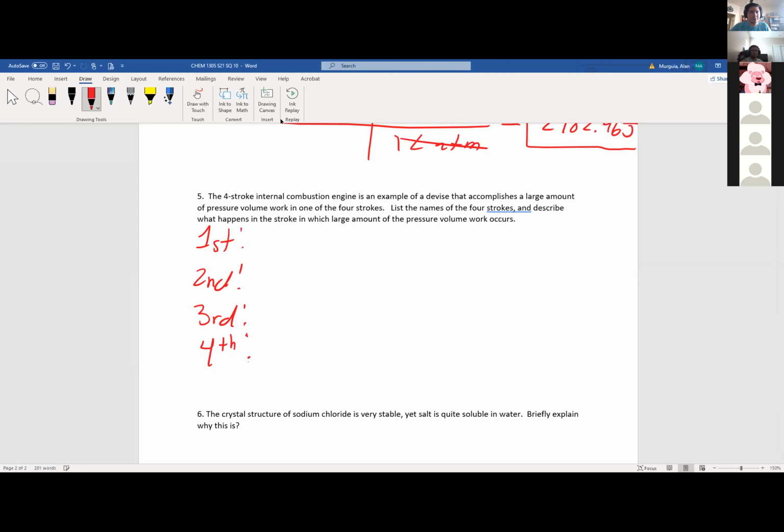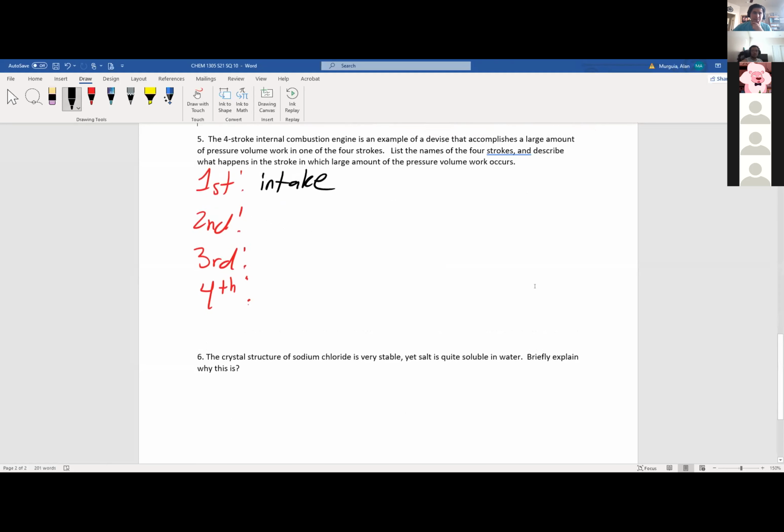So there are 4 strokes. Who can tell me what the first one is? Intake. So the first one is the intake. And what would be the second one? Compression. Perfect. Compression, because first you got to take in air and then you got to compress it.